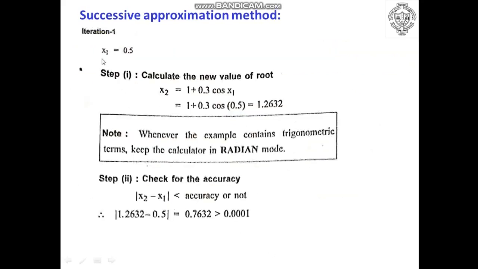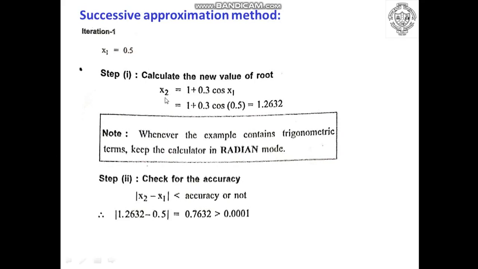So now, since the value of initial guess is given, which is 0.5, there is no need to find out absolute value of g dash of x, and there is no need to check it with the condition whether it is less than or greater than 1. We will directly move to the first iteration. Remember, here also the equation contains trigonometric term, so your calculator must be in the radian mode.